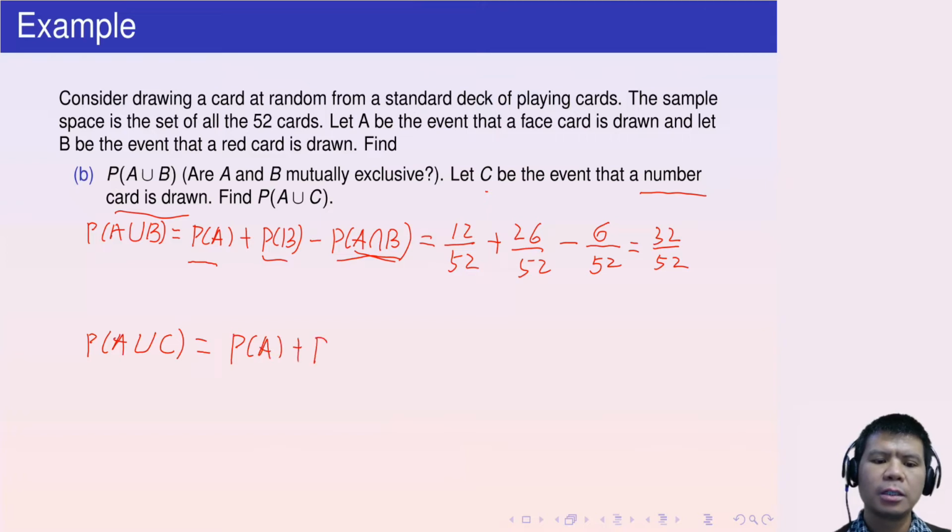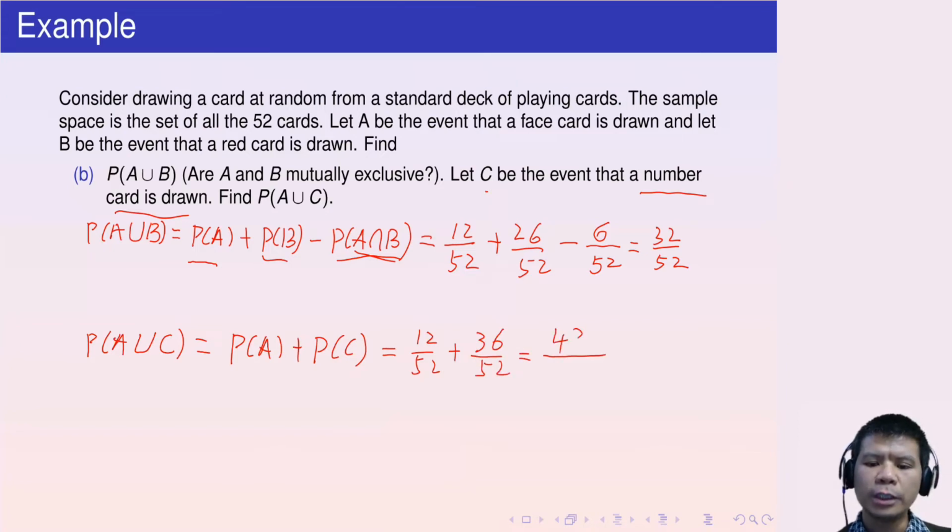So by the addition rule, this one simply equals the probability of A plus the probability of C, right? Equals 12/52 plus what? There are 9 in each suit, so 36/52. That gives 48/52, so that's 12/13. Okay, that's the probability of the union.